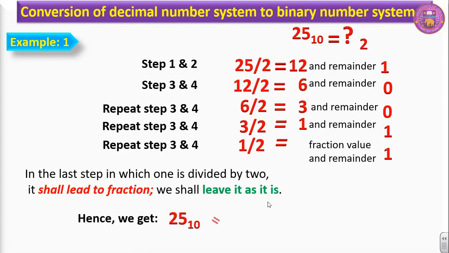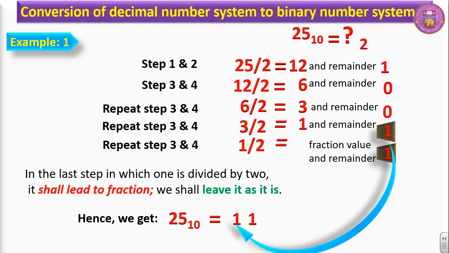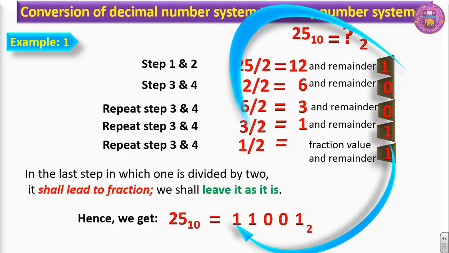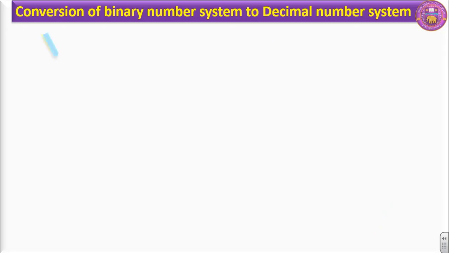Hence we get 25 decimal number is equivalent to 1, 1, 0, 0 and 1. This is the binary equivalent of 25 decimal number system. We would like to have verification also whether this binary number 11001 is equivalent to 25 or not. Let's go for verification.